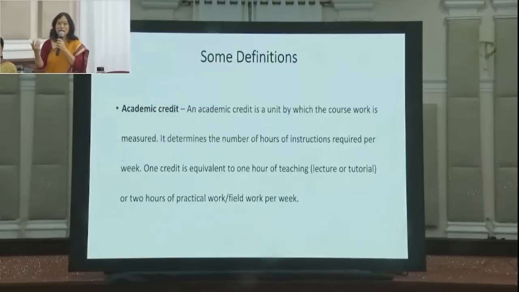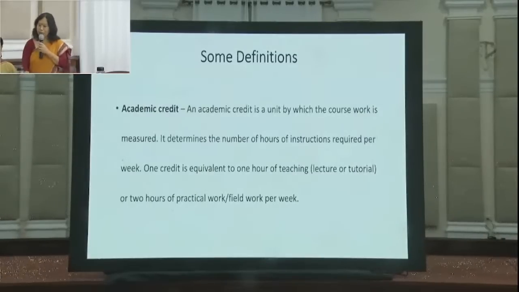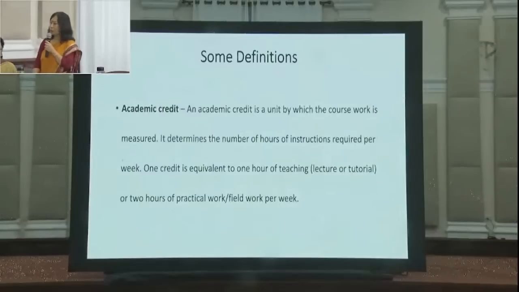So they tend to ask how many hours of practical. That is provided in the definition of academic credit. Academic credit is a unit by which the coursework is measured. It determines the number of hours of instruction required per week. 1 credit is equivalent to 1 hour of teaching. That is, whether you are having a tutorial or a lecture, 1 credit is 1 hour per week. And in case of practical or field work, it is 2 hours per week.